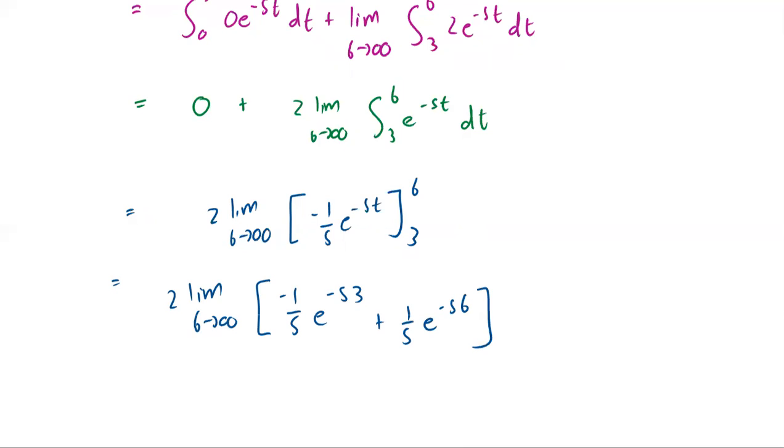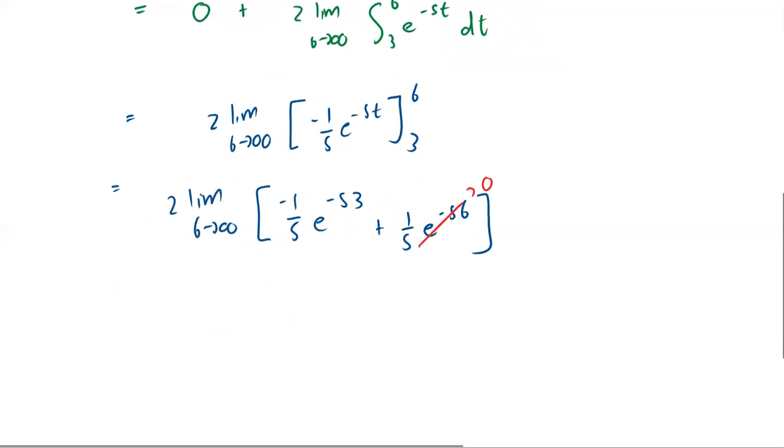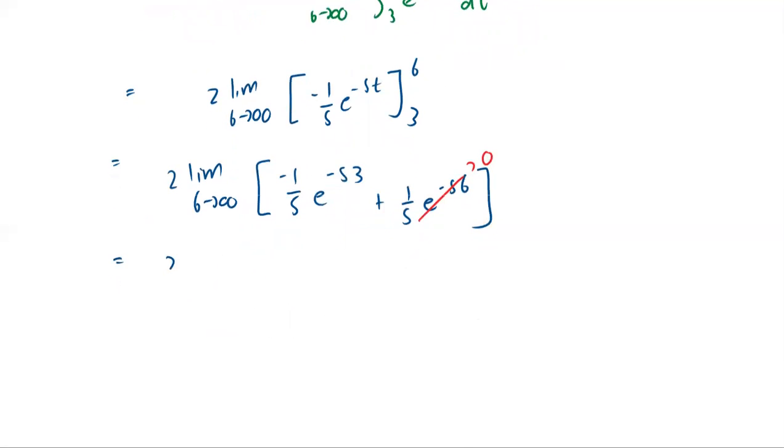Again, if we assume that s is greater than 0, we know that this part is going to go to 0, again, assuming that s is greater than 0. So this would just become 2 times the limit of this part. This is a constant, because there's no b's involved. So it's a constant, multiply that by 2, negative 2 over s, e to the negative 3s, with the condition that s is greater than 0.